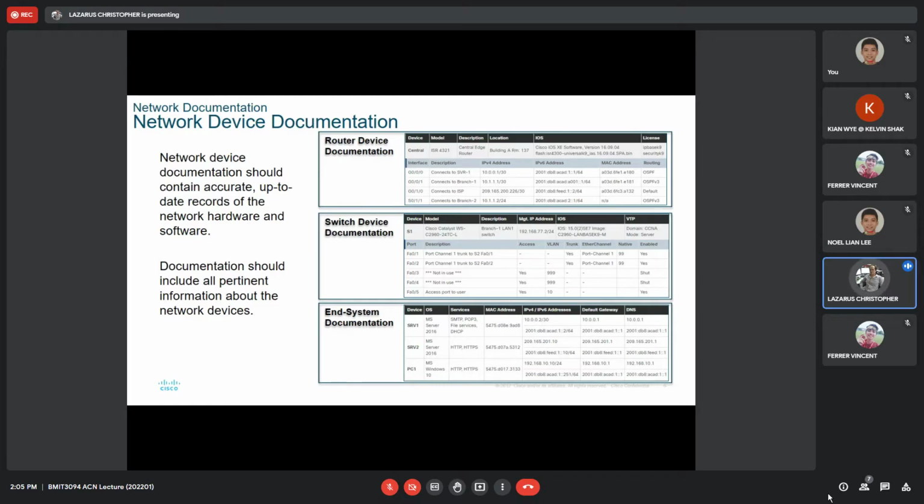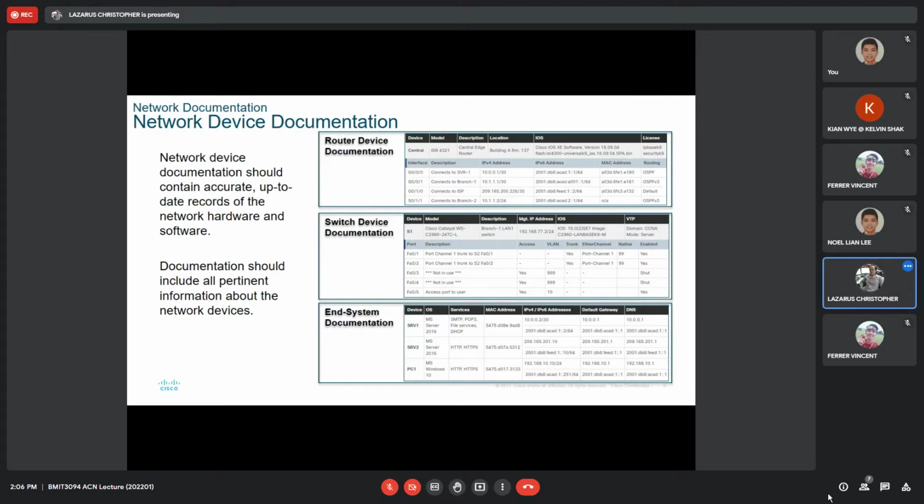And similar with the switch, right? Switch configuration, and end system or host documentation. For example, for a server here, what OS is running, what services are available on that particular server, what is the MAC address for the NIC, what is the address for IPv4 and IPv6, what's the default gateway for that particular host, and the DNS server for that host, right?